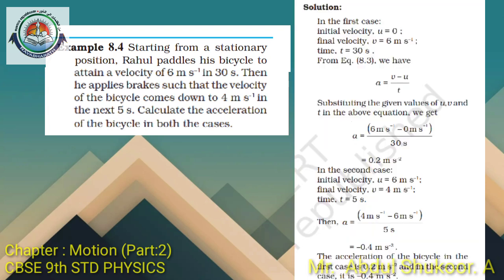In the first case, initial velocity u is equal to 0, final velocity v is equal to 6 meters per second, time t is equal to 30 seconds. From the equation of acceleration, a is equal to v minus u by t, we get the value 0.2 meter per second square as the answer. In the second case, initial velocity u is equal to 6 meters per second, final velocity v is equal to 4 meters per second, time t is equal to 5 seconds. Then acceleration a is equal to minus 0.4 meter per second square.